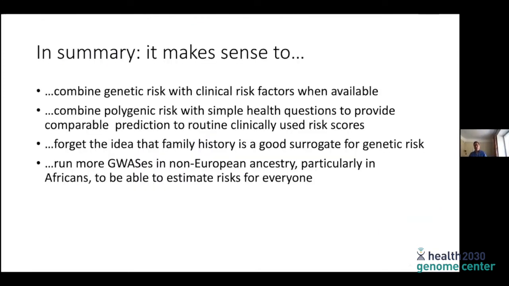So to wrap it up, in summary, about my points: it does make sense to combine genetic risk with clinical risk factors when available, not look at one or the other alone. It does make sense to combine polygenic risk with simple health questions to provide prediction comparable to routinely used clinical risk scores. We need to forget the idea that family history is a very good surrogate for genetic risk. It's a valuable risk factor, but it does not capture the individual genetic risk very well.